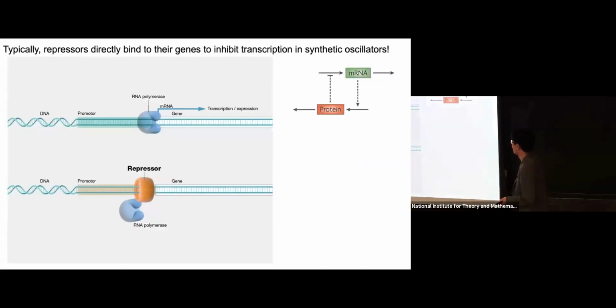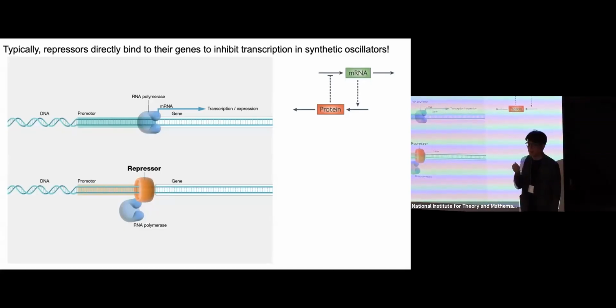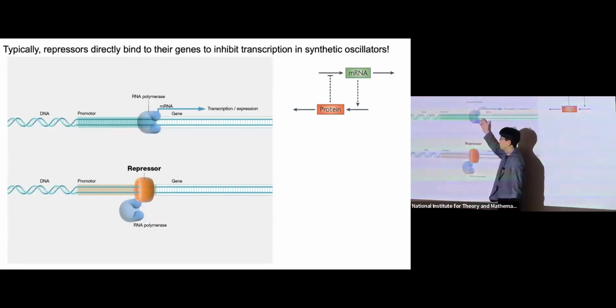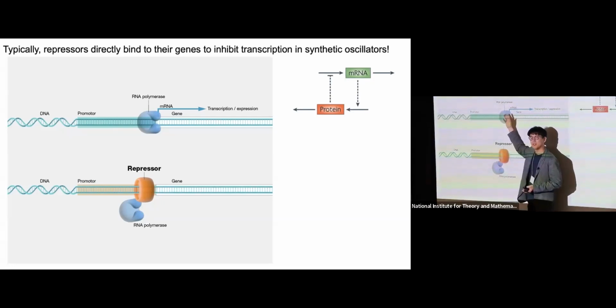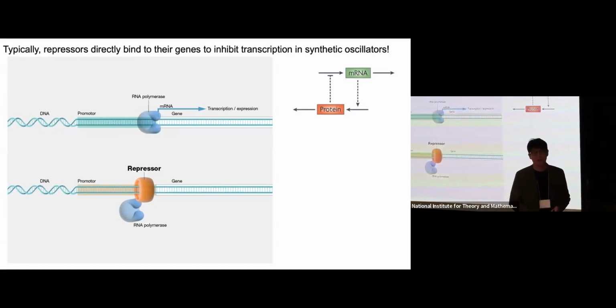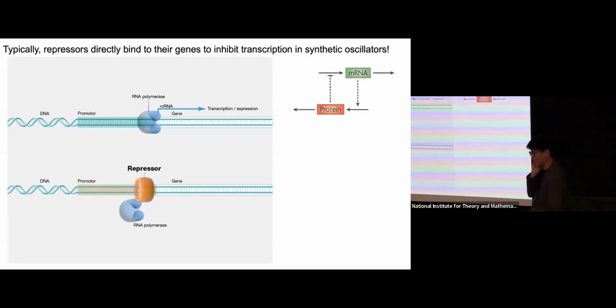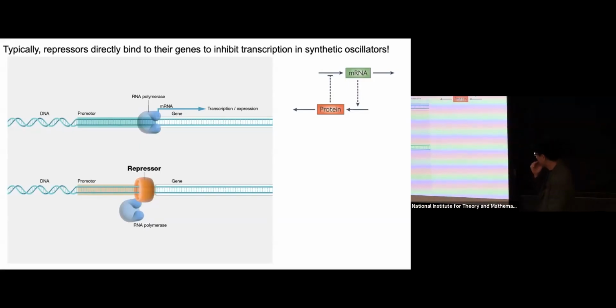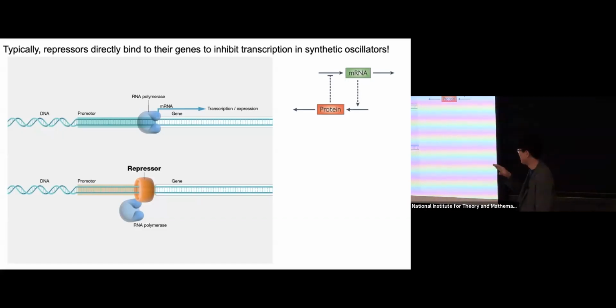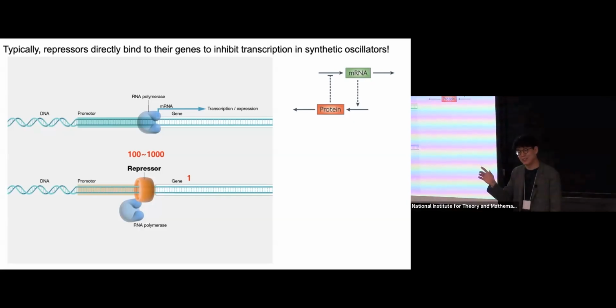Typically, when we call something a repressor in the negative feedback loop, it means that to turn on the gene, RNA polymerase should bind. But the repressor binds this position so that it shuts down the transcription. This is a typical transcriptional repression mechanism. But let's look at it. This is a little bit weird. The repressor is a protein, so the number of repressor proteins is usually 100 to 1,000, but the target is 1 gene.